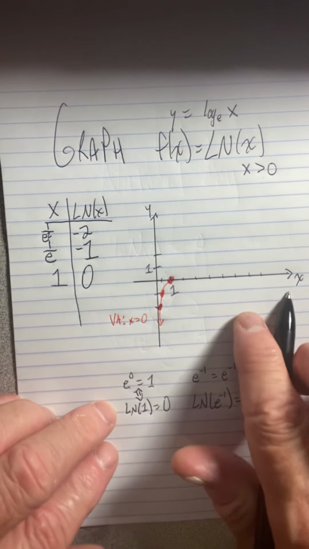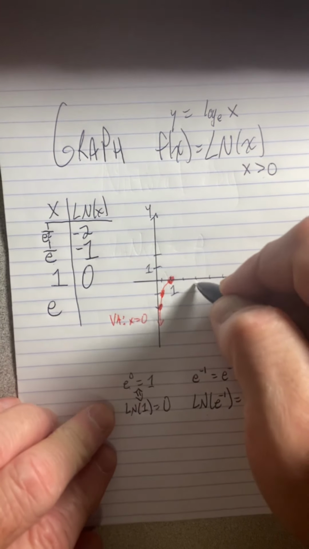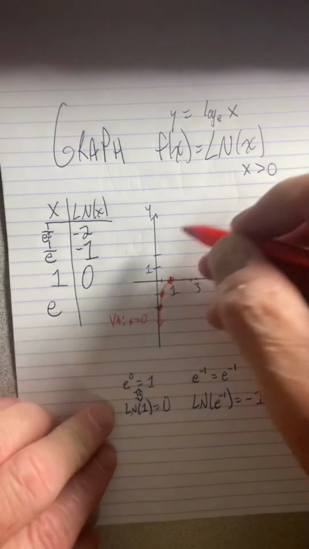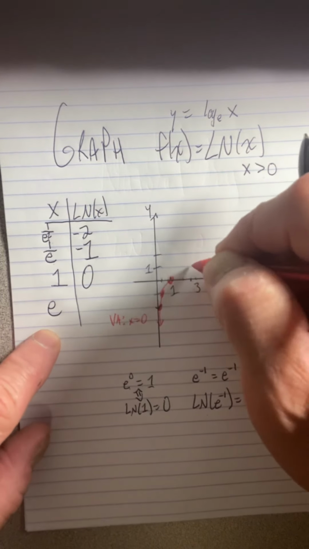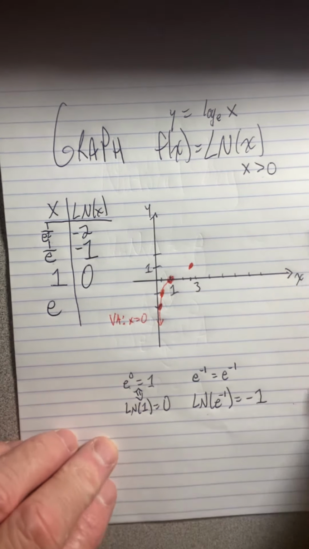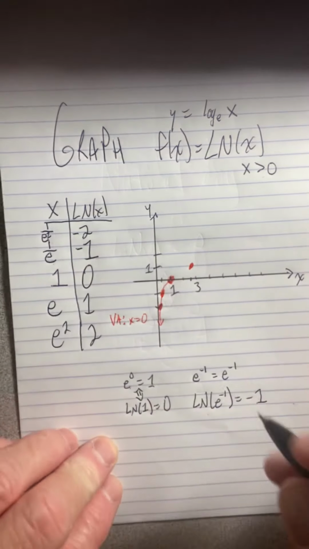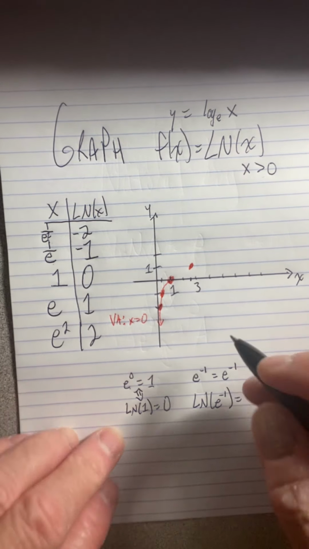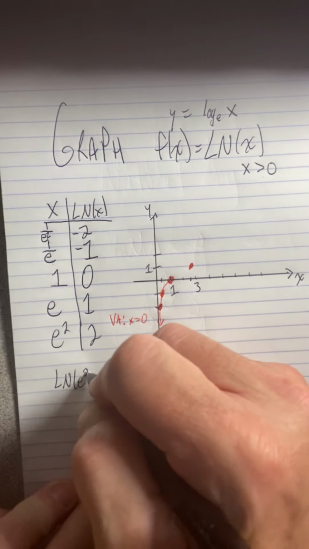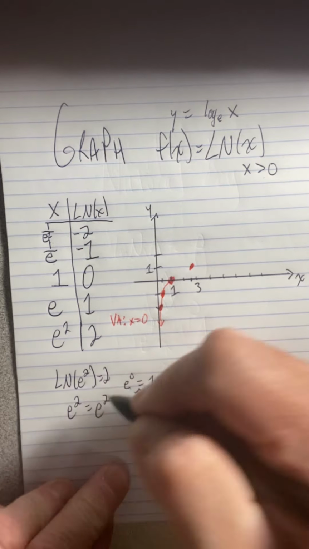Now, what about as the x values grow? Well, I'm going to put in e. E's about 2.7, so if this is 3, e's about right here. And of course, the power on e is 1. E's, of course, the first power of e. And then we can put in e squared, and we'll get out 2, because the natural log of e squared must be 2, because e to the 2 equals e to the 2.